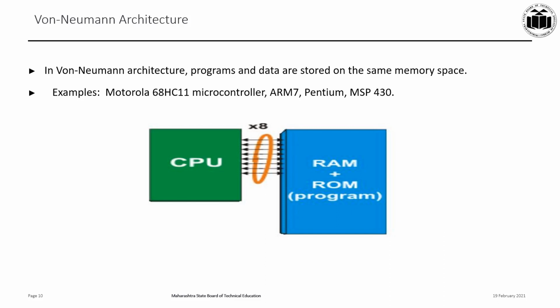While processing, the address and data buses are first used to fetch the program byte and then the data bytes are fetched, and this process becomes time consuming. Due to this sharing of the common bus, an instruction fetch and data operation cannot occur simultaneously or at the same time, and this is referred to as the Von-Neumann bottleneck. Some examples of the microcontrollers and processors which follow the Von-Neumann architecture are the Motorola 68HC11 microcontroller, the ARM7, Pentium processors, and MSP430.